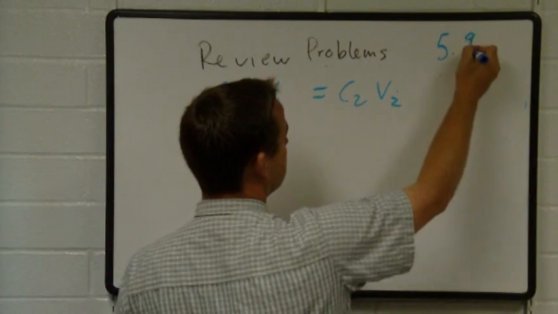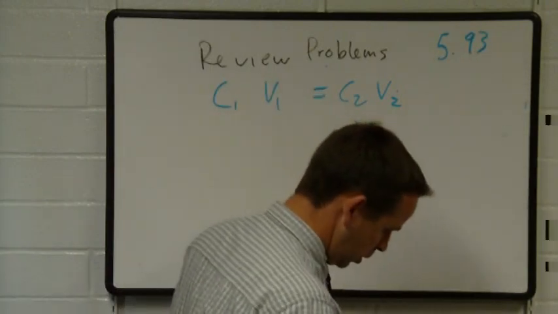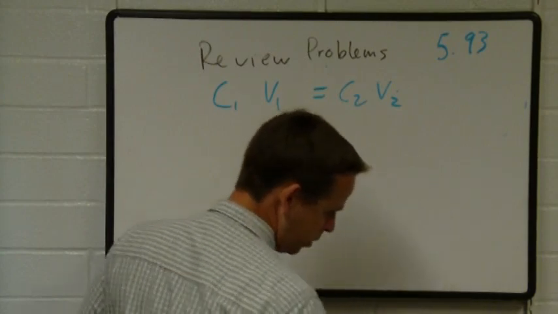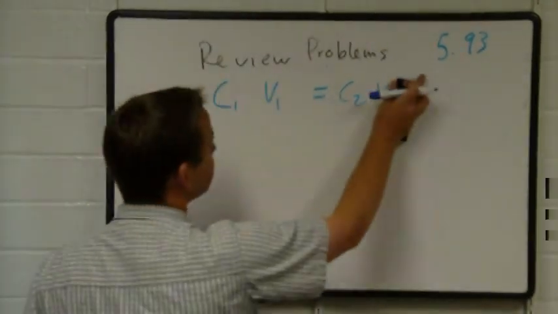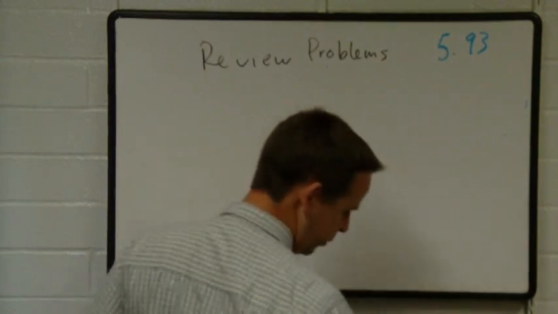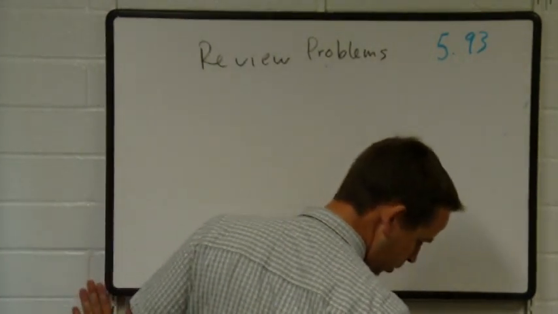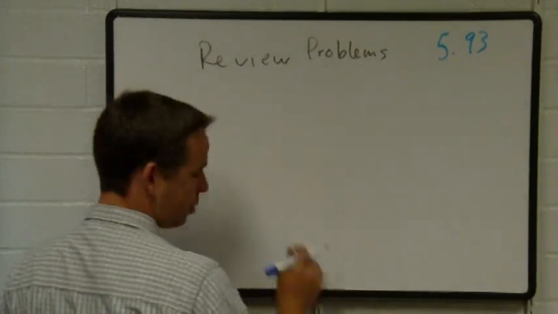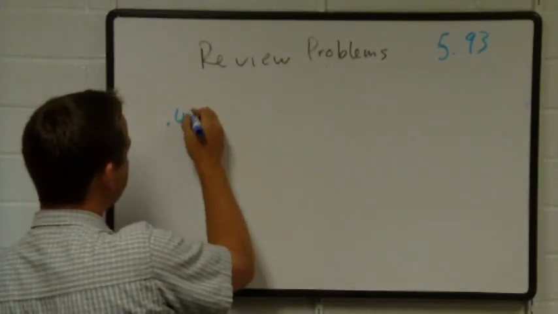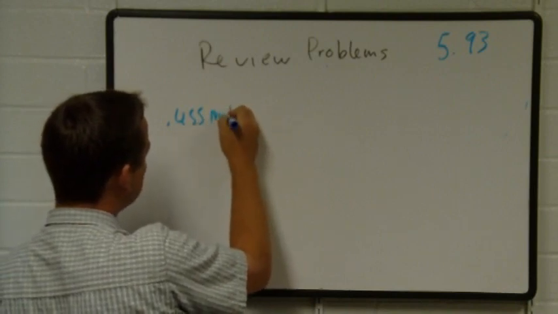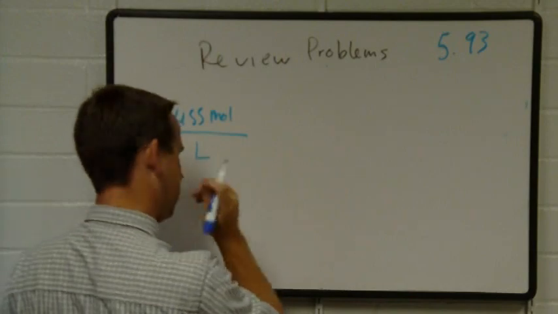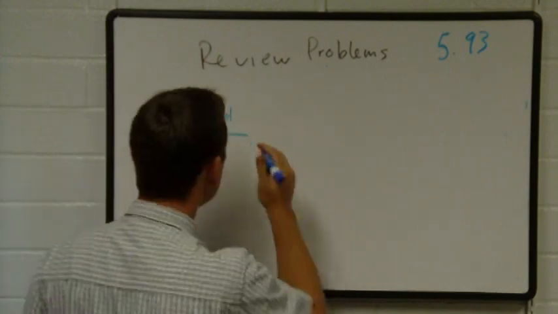593. Calculate the number of moles of each of the ions in the following solutions. All right? We're done with that dilution equation. 32.3 milliliters, 0.455 molar calcium chloride. So there's 0.455 molar, that means moles per liter, of calcium chloride.